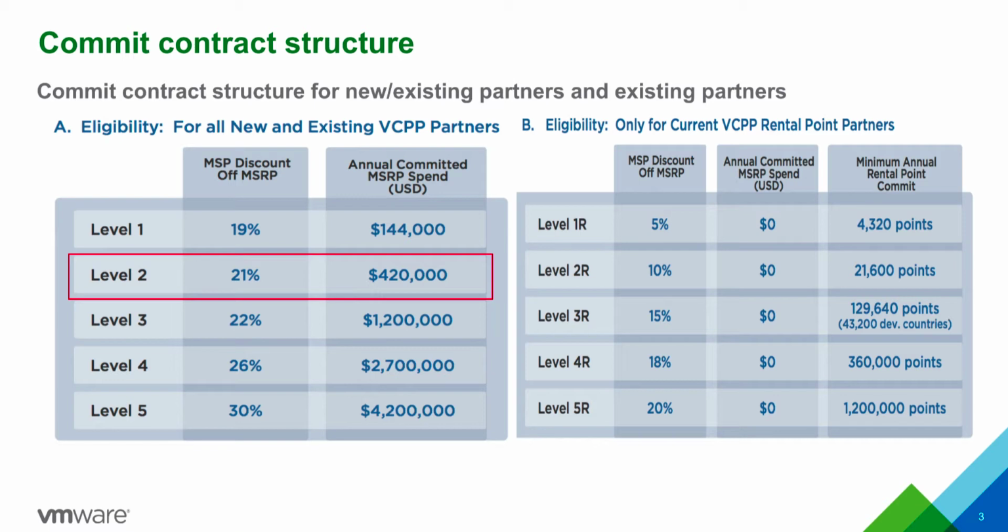Now the structure is different for a new and existing partner, or if you are a current VCPP rental partner. First, you must become an MSP partner before purchasing VMC services. For a current rental partner, you sign up with an incremental $0 spend. The consumption of MSP services does not count towards the burn down of the rental point commit. However, for a new partner, and also for an existing one, you sign up with an annual commit spend to get the volume discount, and no rental points are applicable here.